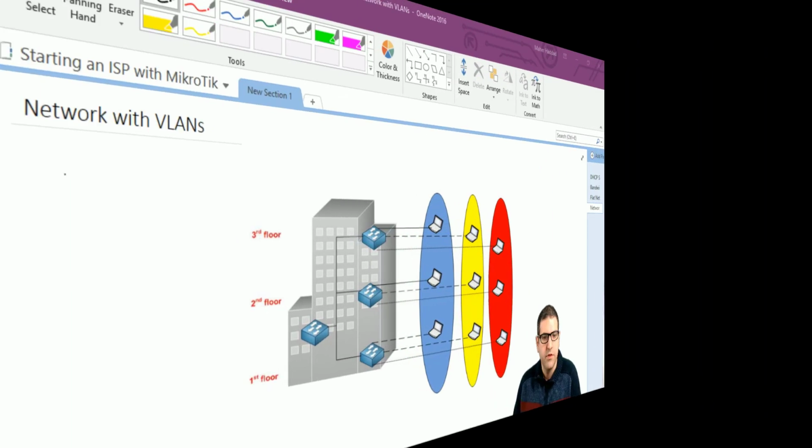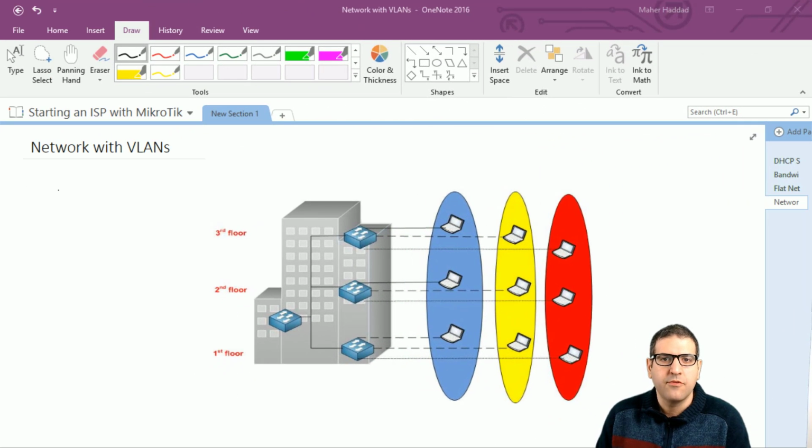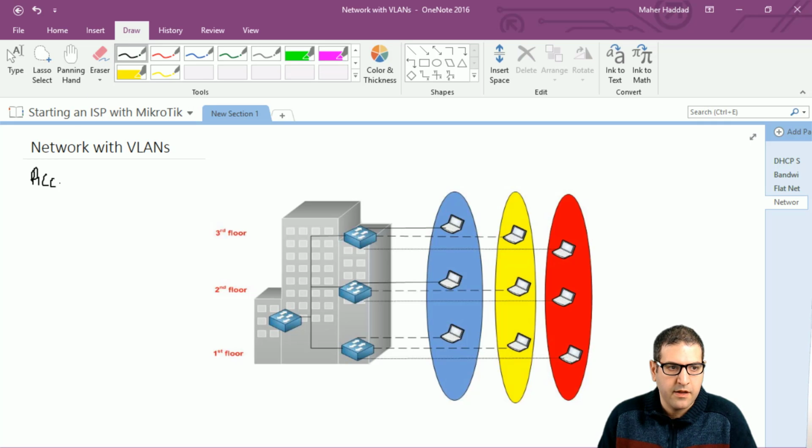So now we know the idea of VLAN. I would like to explain more about the technical details that need to be known in order to be able to configure the VLAN on your network. The first thing to understand is that you have two types of ports that you can use on your switch when you want to configure VLAN. You have something we call access, and something we call a trunk.